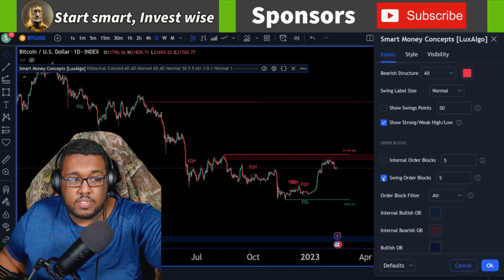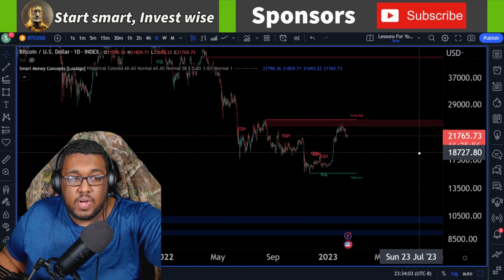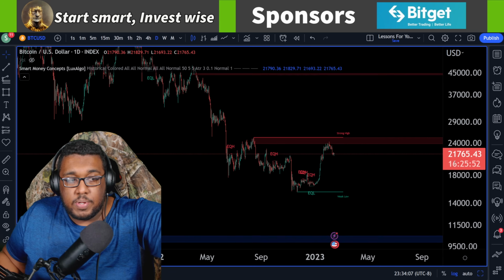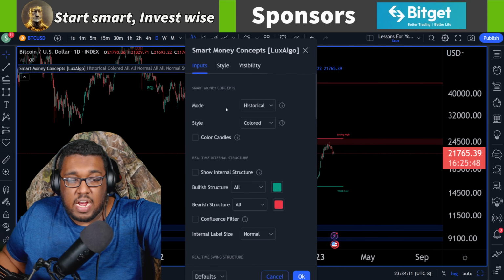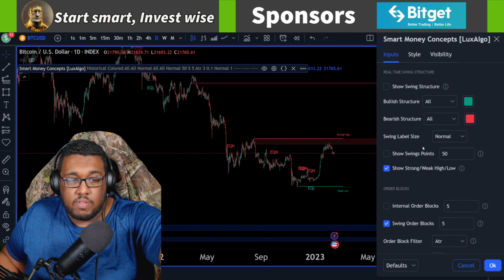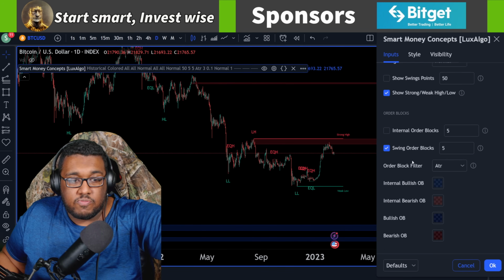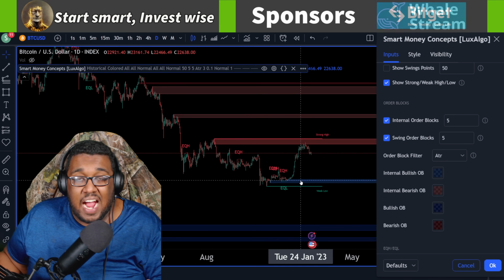Here are the swing order blocks. Different. You see how there's some way down here on the lower end? Much longer time frames, much stronger levels if you ask me. But you could even see how there was an overlap where both of them were actually right here. So what I prefer to do is actually turn both of them on, so that way I can see everything going on. Oops, wrong one right here. Internal order blocks. So I can see everything going on just like that. I like this a lot better.